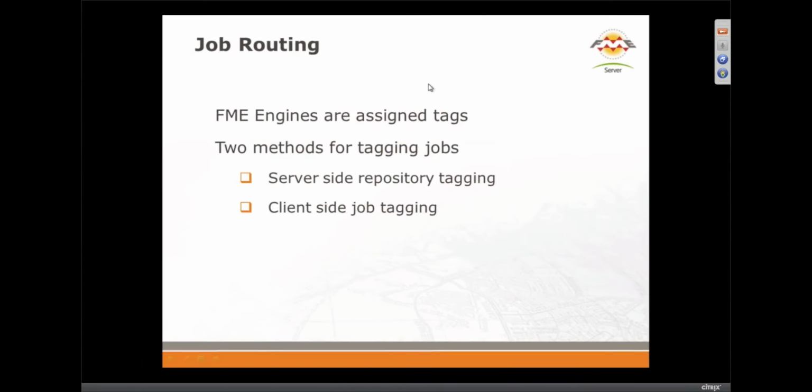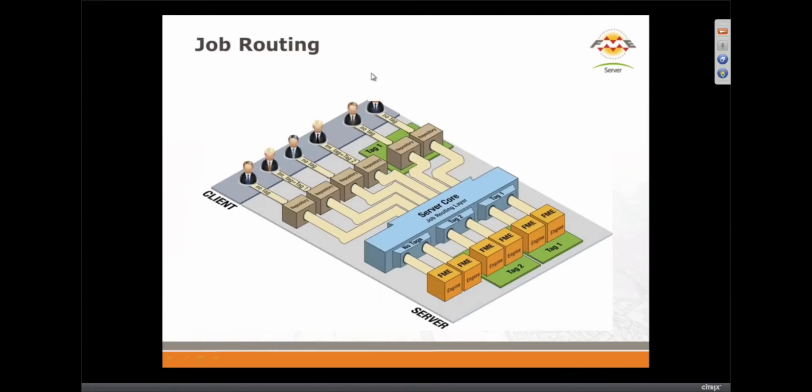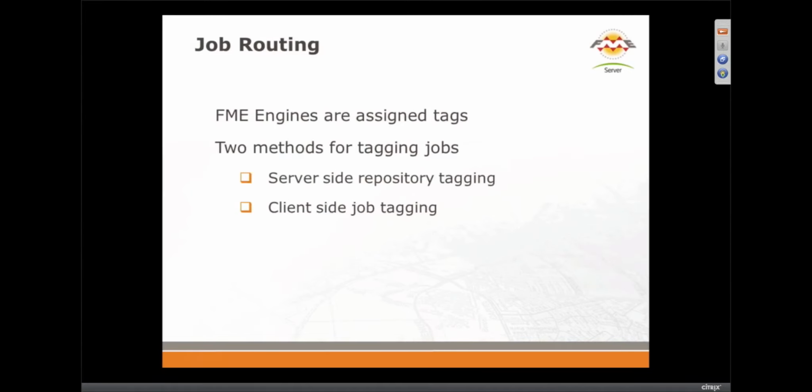Okay, job routing. Basically, we've added this new capability that allows you to specify what an engine should be used for. Imagine you have a third party license that's only on one engine. You could route all jobs that need that license to that one engine, so you wouldn't have to have that across all your engines, for example.